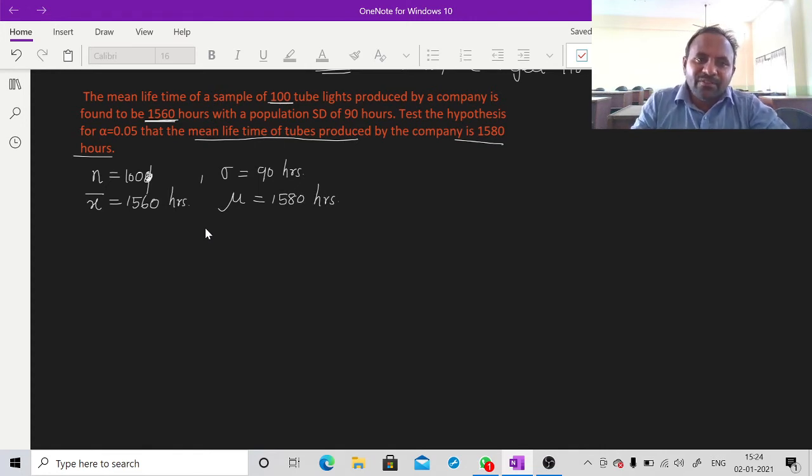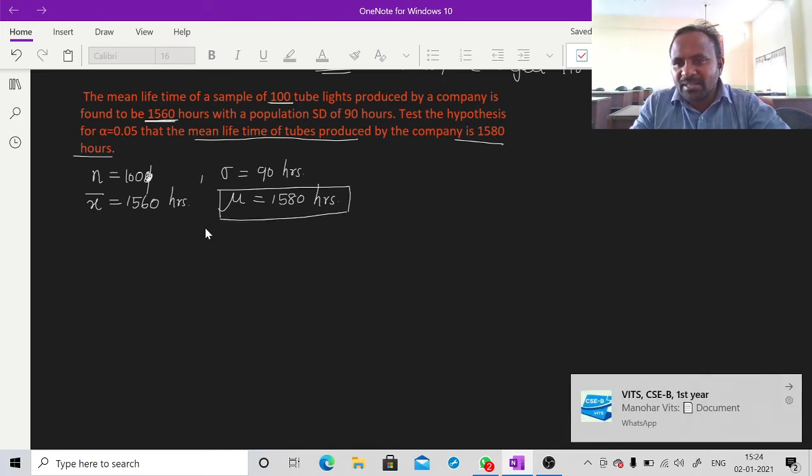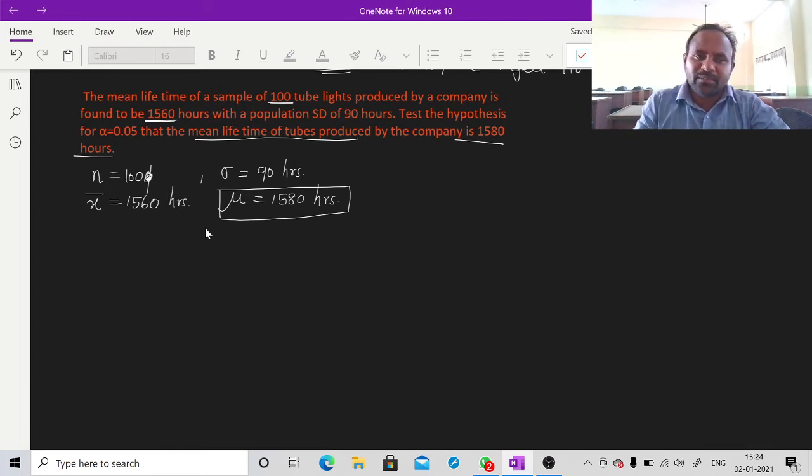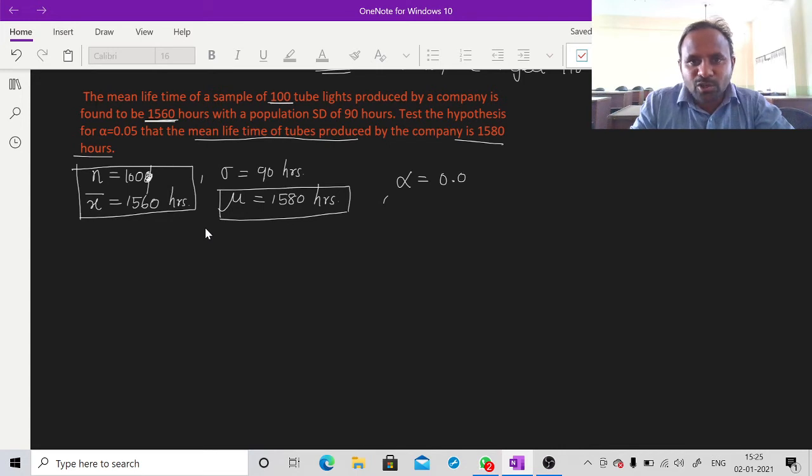So we are testing whether the statement made by the company about this parameter is right or wrong, whether it is to be rejected or accepted, depending upon this sample information. A sample of 100 tubelets is taken, whose average lifetime comes to only 1560 hours. But the company's claim is that every tubelet will last 1580 hours. Also, the level of significance at which you need to test the process is 0.05.